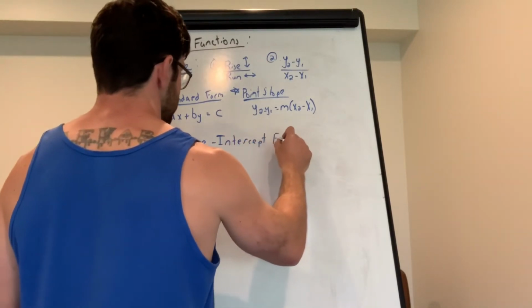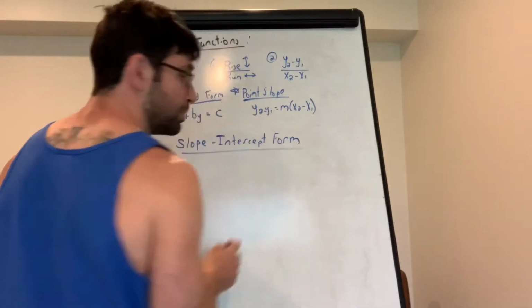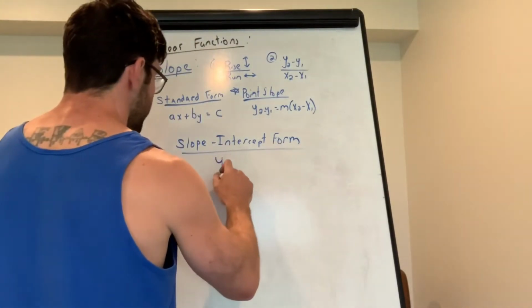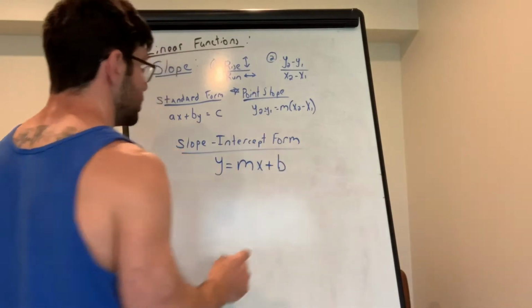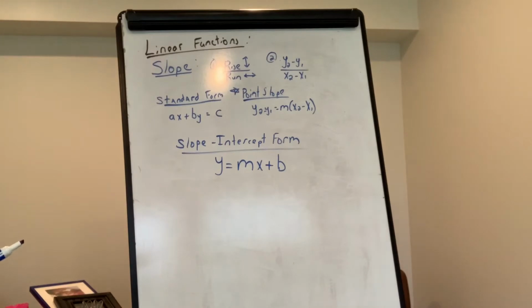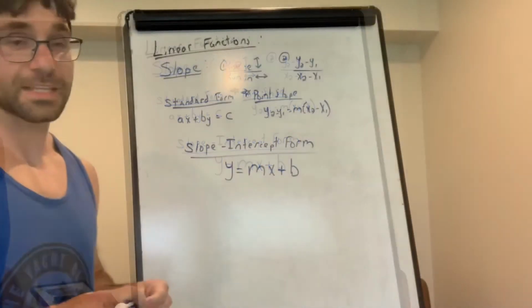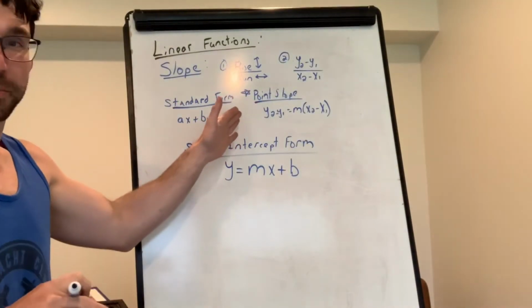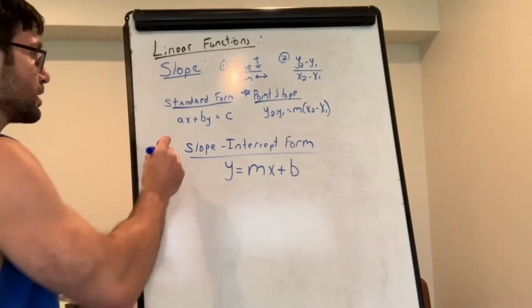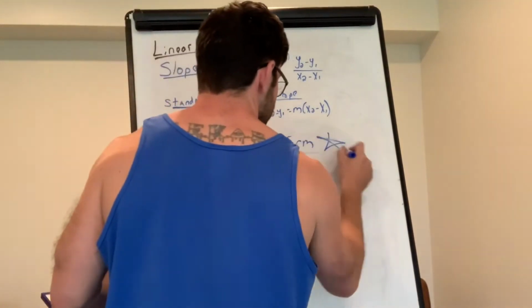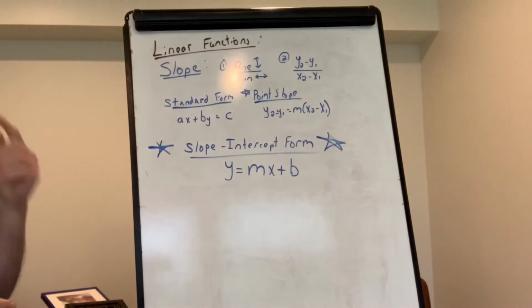slope-intercept form. Slope-intercept form is in the form of y equals mx plus b. So there was a slight delay because I wanted to double check to make sure that I was remembering correctly. Guess what? I was. Yes. So slope-intercept form is the form that we're going to use the most.